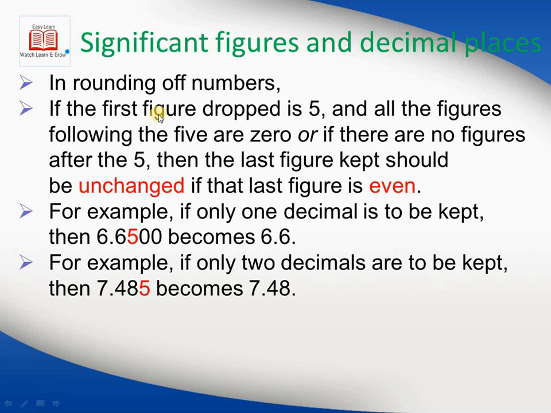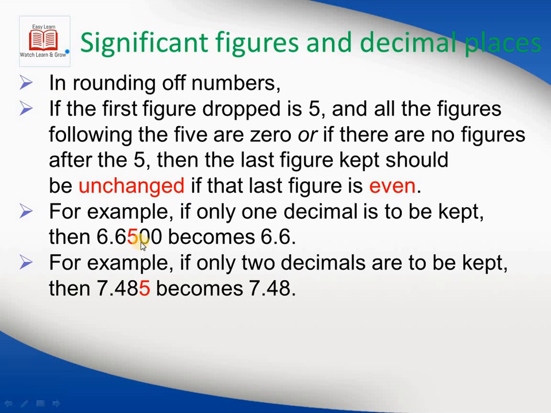In rounding of numbers, if the first figure dropped is 5 and all the figures following the 5 are 0, or if there are no figures after the 5, then the last figure kept should be unchanged. This is the first scenario in case of the 5. This is what I was telling you in the previous slide, that there are further categories if there is a 5, because 5 is lying in the middle between the first group that has a value of less than 5, 1, 2, 3, 4, and the last group that has a value of greater than 5, that is 6, 7, 8, and 9. So 5 lies between the first group and the second group. So 5 has extra categories, in which this is the first category of the 5, in which we do not have to increase the previous digit.